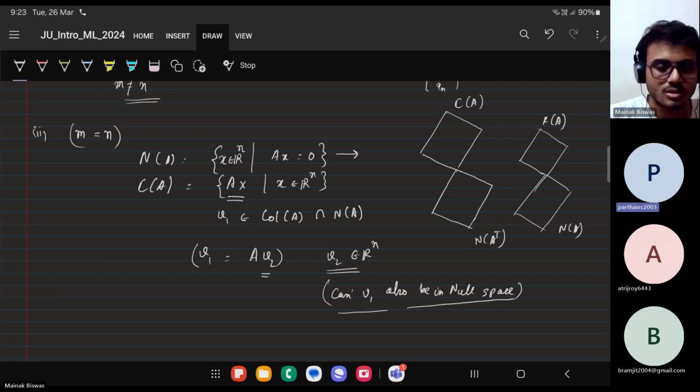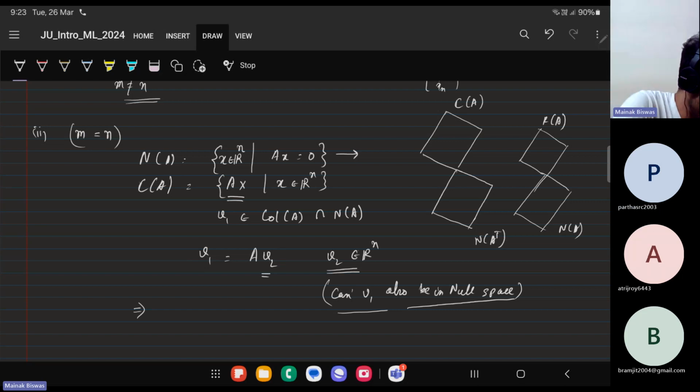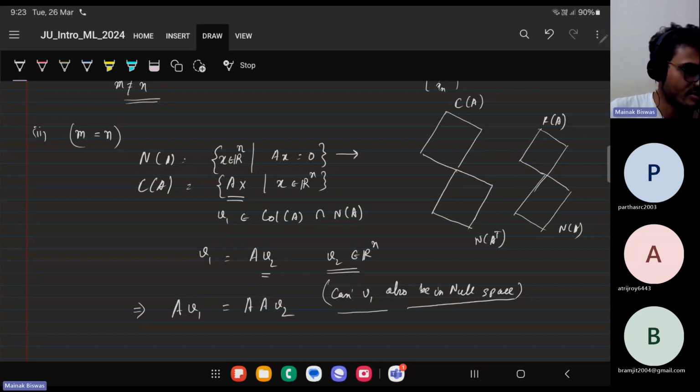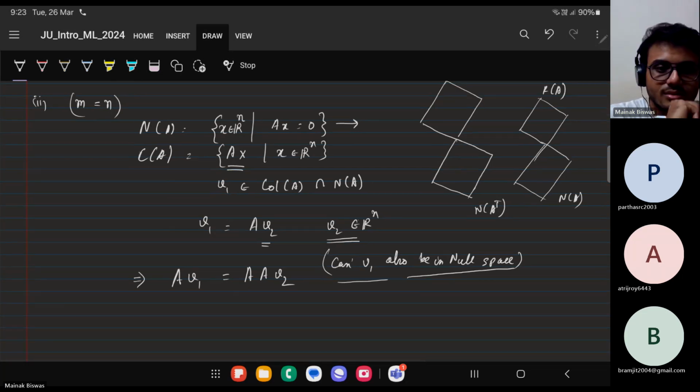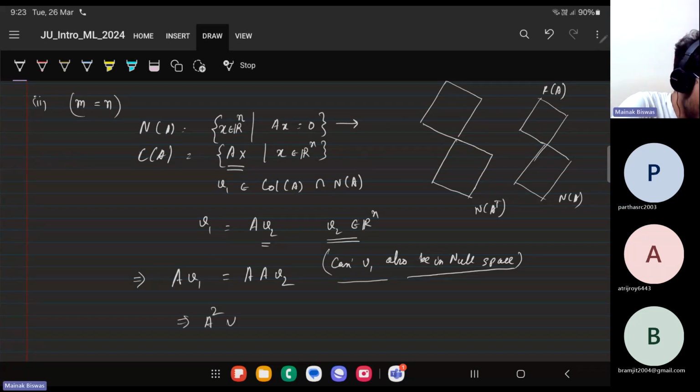Yes, yes. So v1 you are saying is in the null space, right? Yes, it can be. Now let me just do something like this. So I multiply both sides by A, right? So I get A times v2, correct? Yes, correct. A squared v2 is equal to 0.